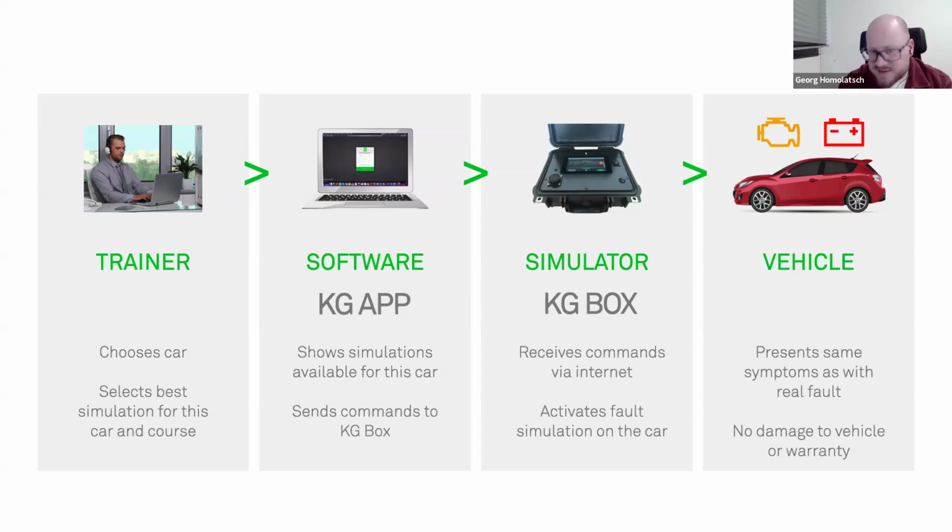So at the start of the session, you will select the vehicle that you have on site. You will select and configure the fault that you want to run on this vehicle. You enter this information in the KG app, and then this information is sent to the KG box. The KG box executes this command and then the vehicle reacts and shows the same symptoms as with a real fault. Right? So you really have a realistic scenario. And this allows the learner to practice diagnosing this fault from A to Z.